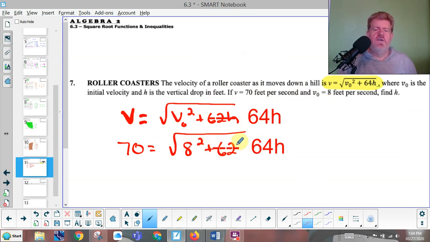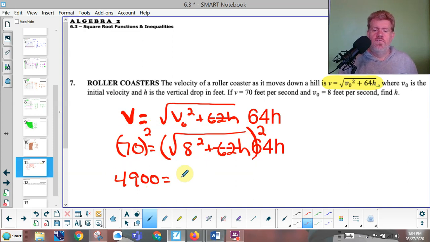plus 62h. Now, how do you solve a square root equation? What's the opposite of taking the square root of something? You've got to square it. 70 squared, 4,900. The square root of all this is 8 squared. What is 8 squared? 64 plus 62h. So 64 plus 62h. Now I solve it like a regular old normal equation.